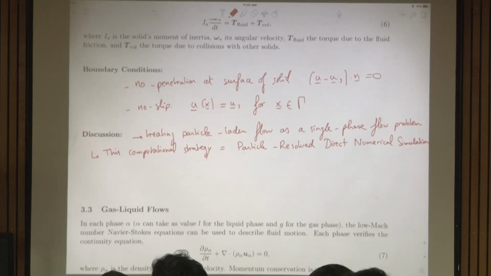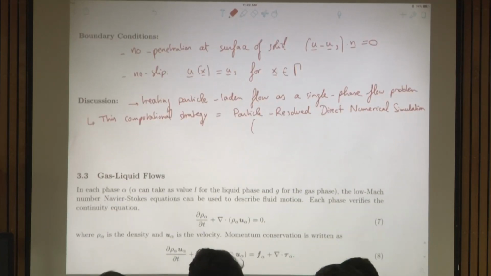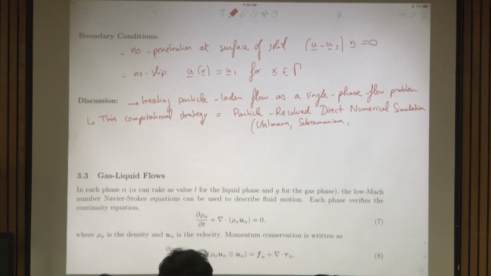For those of you with interest in this, I'll give a few names. You should look into the work of Markus Uhlmann. You should look into the work of Shankar Subramaniam. There are many others, one of them being Andrea Prosperetti. The list is long. I'm not going to give you an exhaustive list, but those are some of the key names of people working in this area.